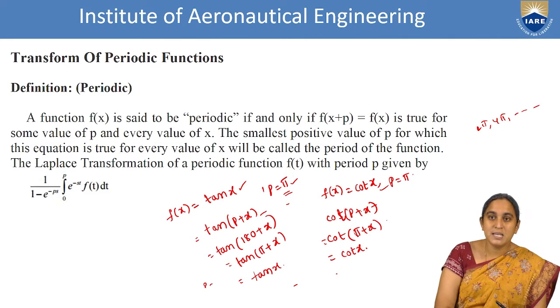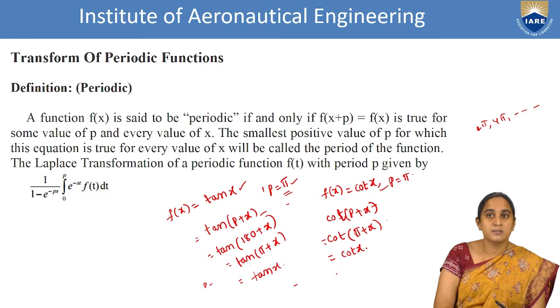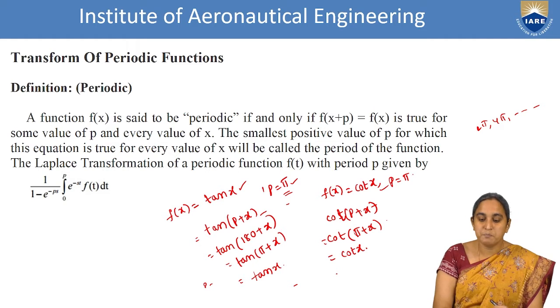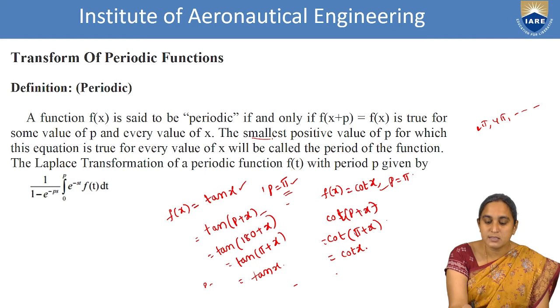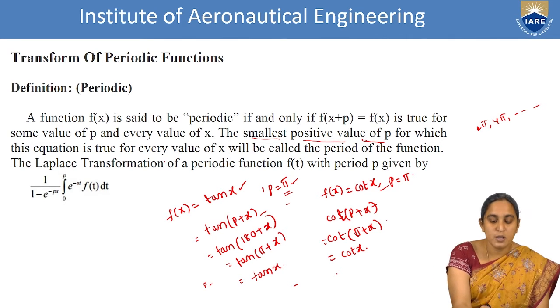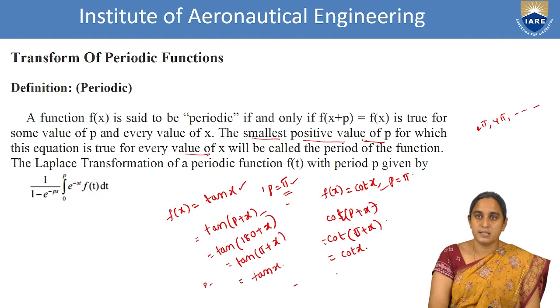What about p is equal to minus pi? No need to take p as minus pi. Why? Because here the condition is that p is the smallest positive value for which the equation is true for every value of x. For that case only, the function is periodic.